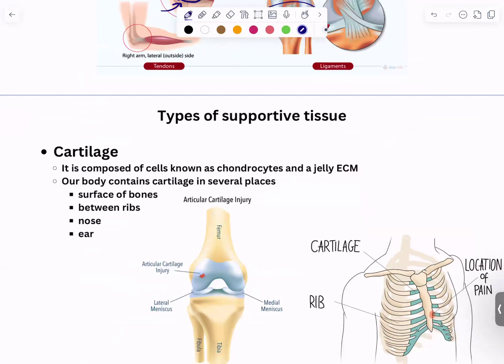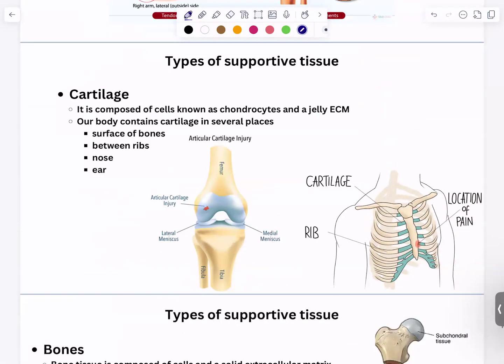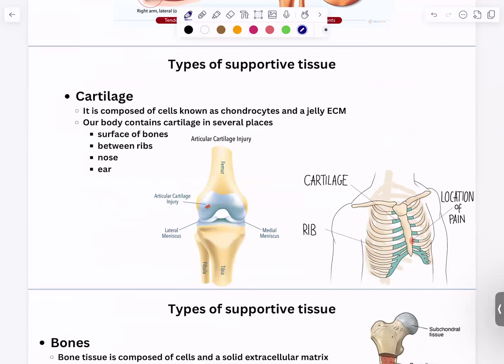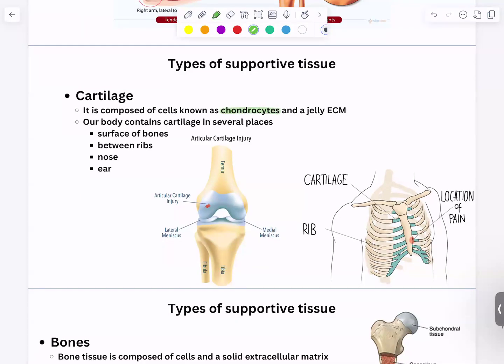Cartilage and bone. The last two parts of today's class, is shorter than the previous class. But about the cartilage, we have a very specific type of cells. We call them chondrocytes. Chondrocytes can be found in a very specific type of extracellular matrix, jelly extracellular matrix.